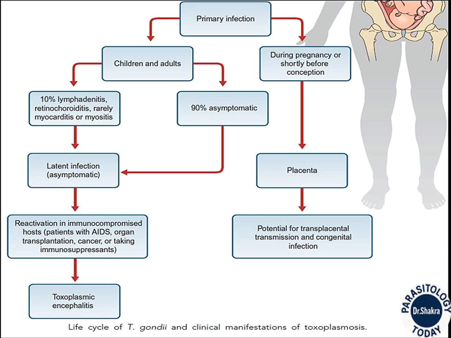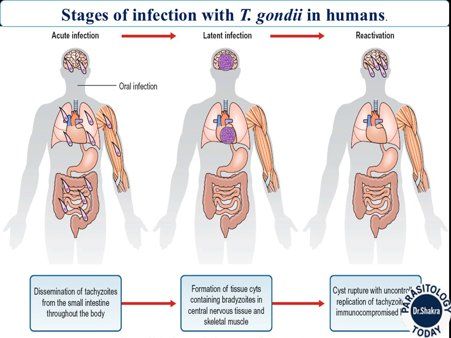However, if infection occurs during pregnancy, the parasite may cross the placenta and cause congenital toxoplasmosis, which can severely affect the fetus. In immunocompromised individuals, such as patients with AIDS, cancer, or transplant recipients, the dormant cysts can reactivate. Bradyzoites then transform back into tachyzoites, multiply rapidly, and invade brain tissue, causing toxoplasmic encephalitis, which can be life-threatening.